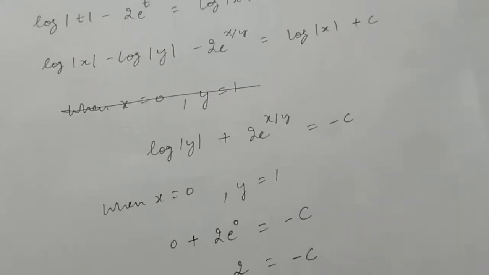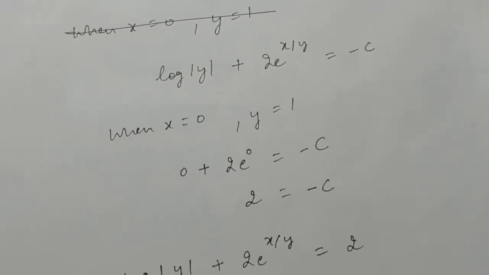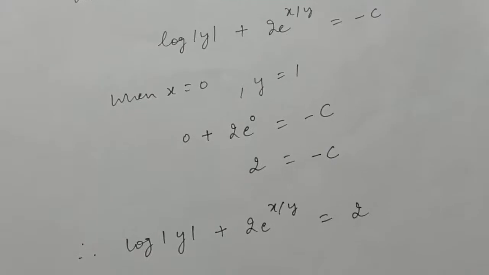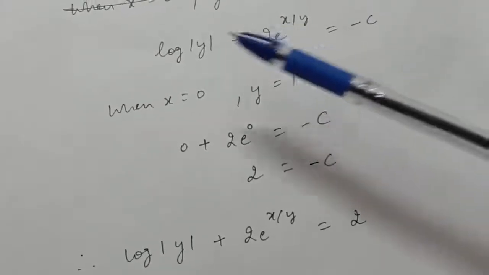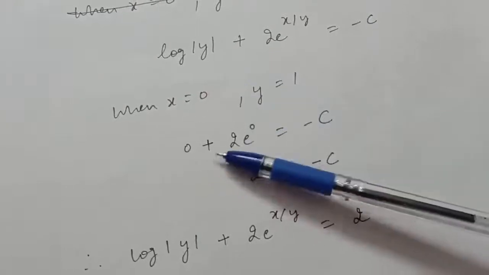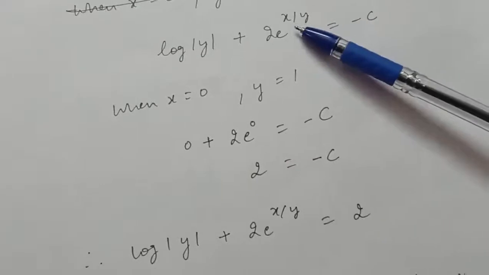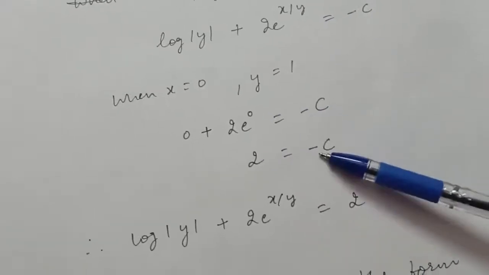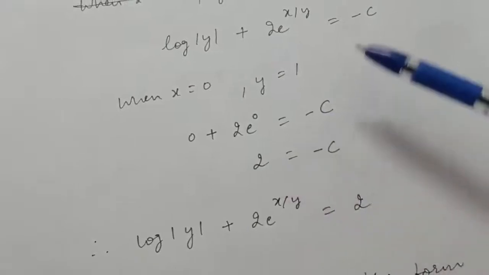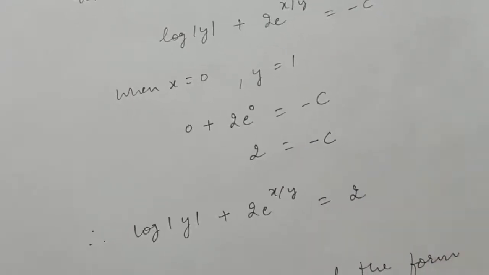equal to minus c, right? Now because we have to find the particular solution, some additional information is given that when x is equal to 0, y is equal to 1. So using that, log 1 is 0 plus 2 into e raised to the power 0 upon 1, which is e raised to the power 0, equal to minus c. So the value of minus c is 2. In place of this minus c, just put 2. So this will be our final answer.